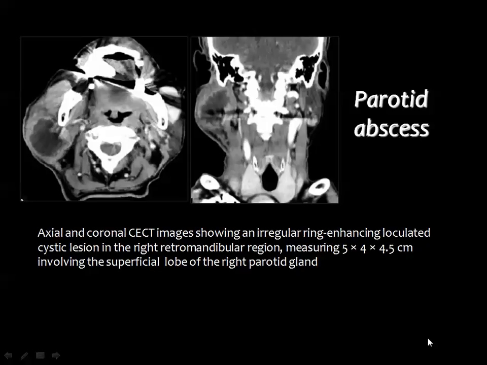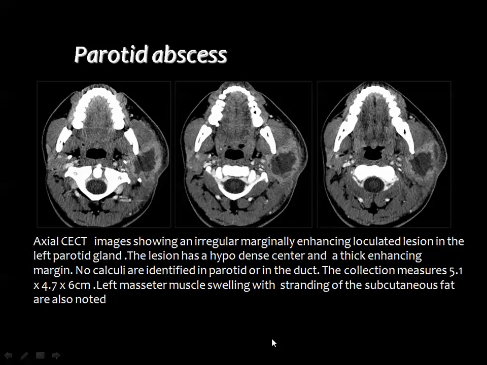One of the complications of parotitis or inflammation of the salivary gland is the formation of an abscess, and this is a big abscess in the superficial part of the right parotid gland, showing fluid density and marginal enhancement. And sometimes, of course, you can see internal air loculi.